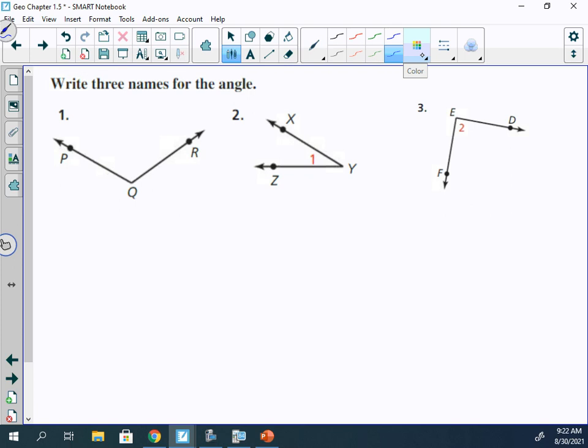So let's look at number 1. Let's do at least 2 more. What's another way we can name angles for number 1? P, Q, R. And there's 1 more. An angle Q. Because since there's only 1 angle there, we can name it by the vertex.